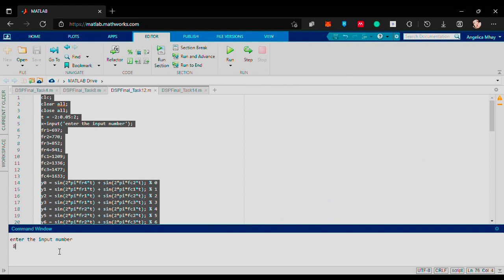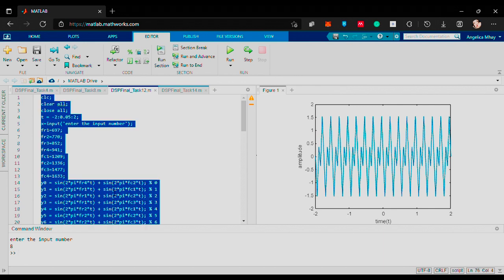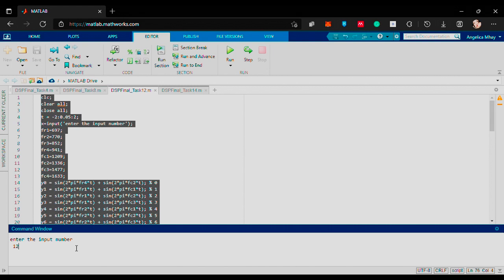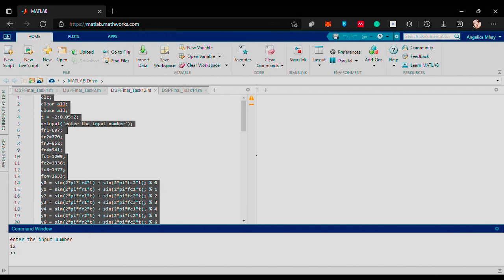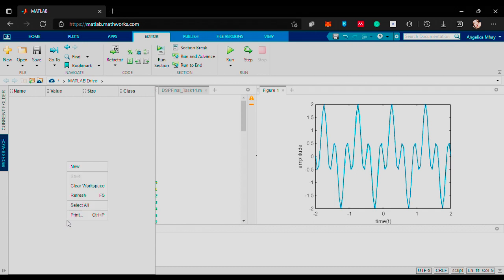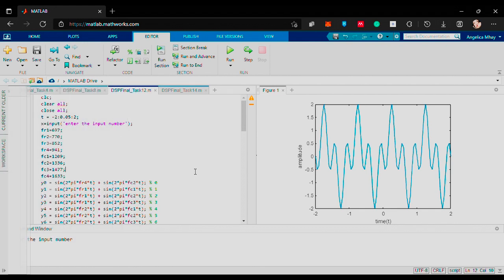So let's run it again and input number 8. So this is the output signal or waveform. Then lastly, let's input number 12, or the hashtag symbol. And this is the workspace showing all of the values that we have in the system or in the signal.